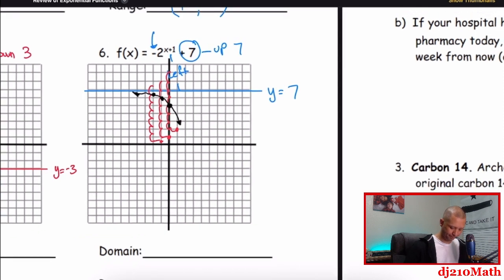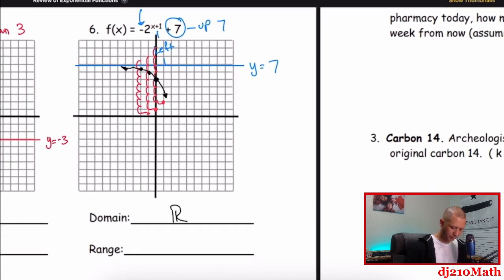All right. Domain, all real numbers. And the range is going to be from the horizontal asymptote down. In other words, from negative infinity up to the horizontal asymptote.